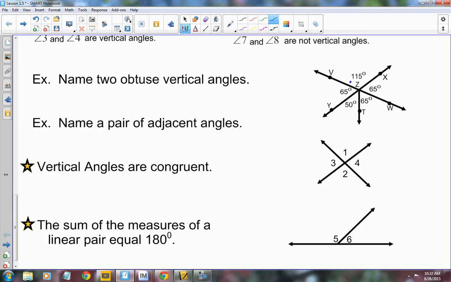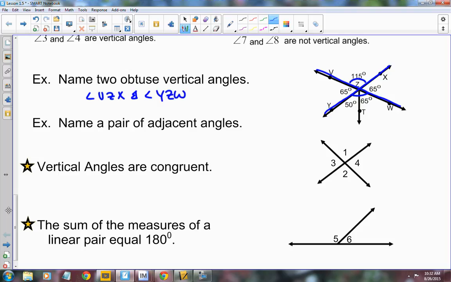Okay, so VZX, this angle here, and what's its vertical angle? YZW. See how we've got a line here, and we've got a line here, and those two angles are created by two lines that intersect. So these would be our obtuse vertical angles, okay? So, angle VZX and angle YZW. Okay? My acute vertical angles would be these two 65-degree angles, okay? That would be acute vertical angles.